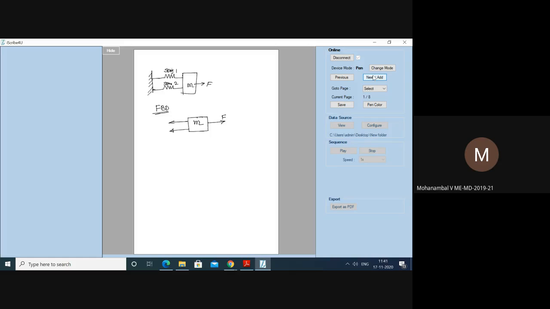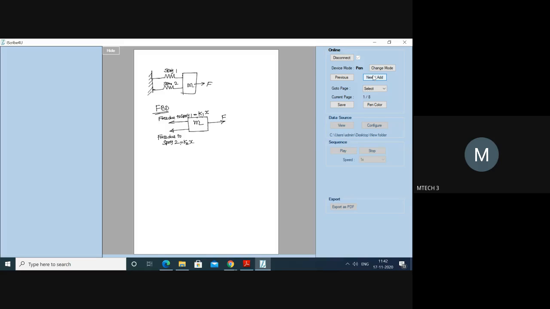On the left side, what is the force you are going to get? Force due to spring 1. Okay, force due to spring 1, which is equal to K1 X. Next, force due to spring 2. Okay, let's assume that the stiffness is K2 and the displacement is the same. So it is equal to K2 into X. Correct or what? Okay, right.